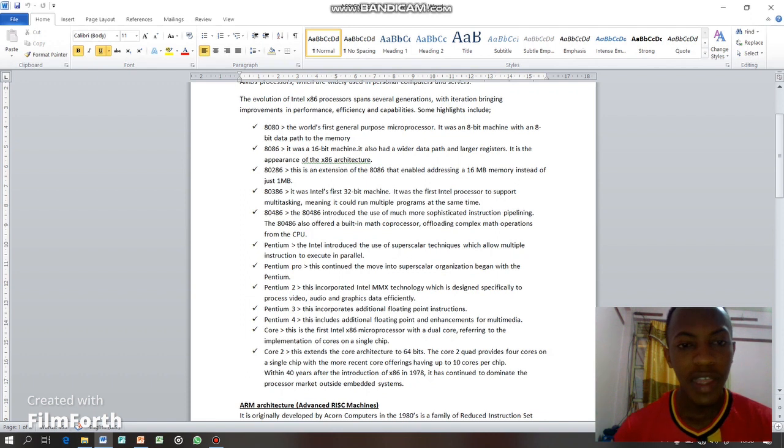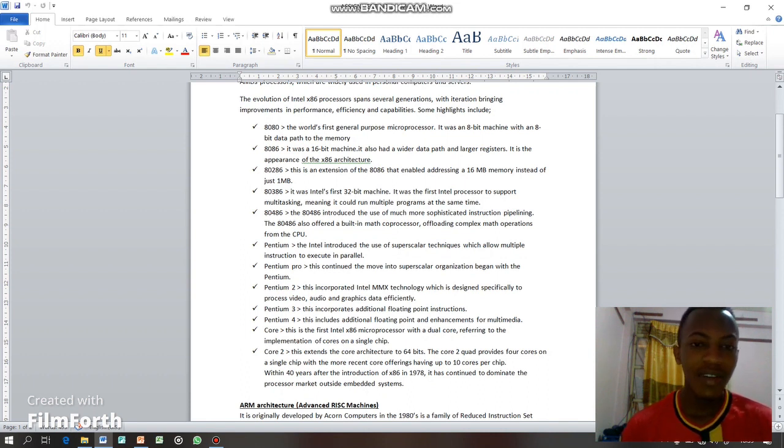And so after that, they introduced the 80286, which was an extension to the 8086 that enabled addressing 16 MB of memory instead of just 1 MB. That means it addressed a larger memory compared to the 8086.